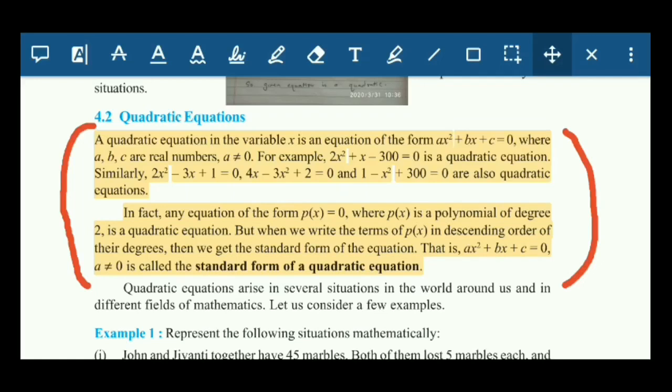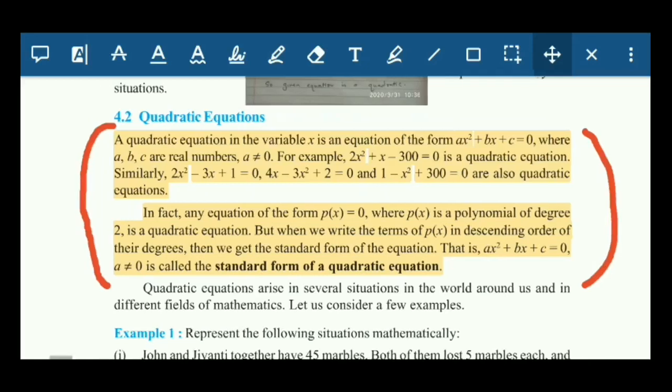Here you can see some examples of the quadratic equations. First example is 2x square plus x minus 300 equals 0. Similarly, 2x square minus 3x plus 1 equals 0. 4x minus 3x square plus 2 equals 0 and 1 minus x square plus 300 equals 0 are also quadratic equations. So it is very important you should know which type of equations are said to be quadratic equations. Why are these quadratic equations?